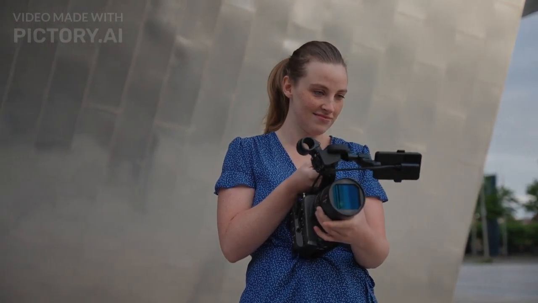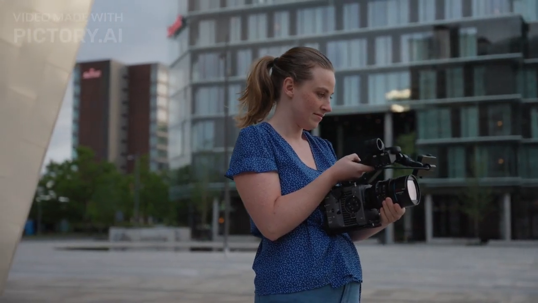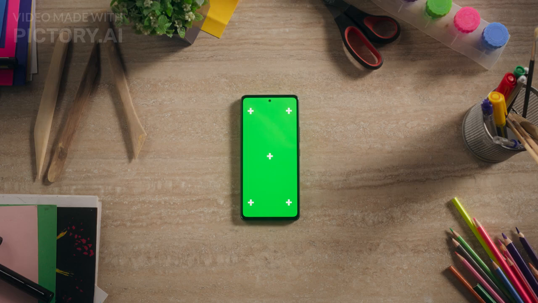Tripods and stabilizers. Tripods. A good tripod is a must-have for any filmmaker. It helps keep your shots steady, especially for static scenes or time lapses.